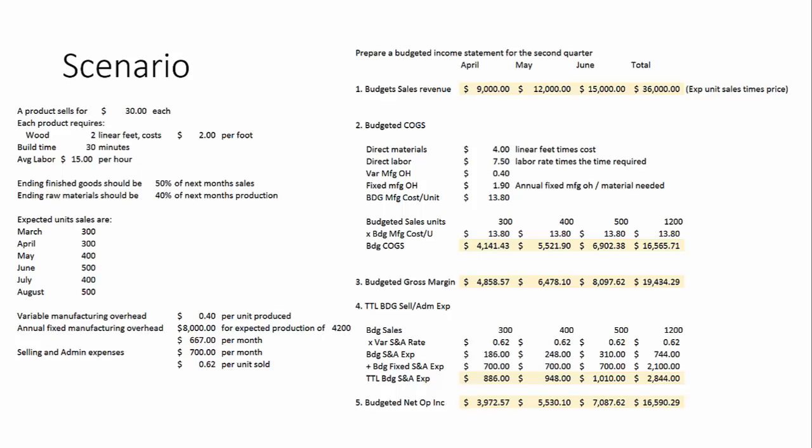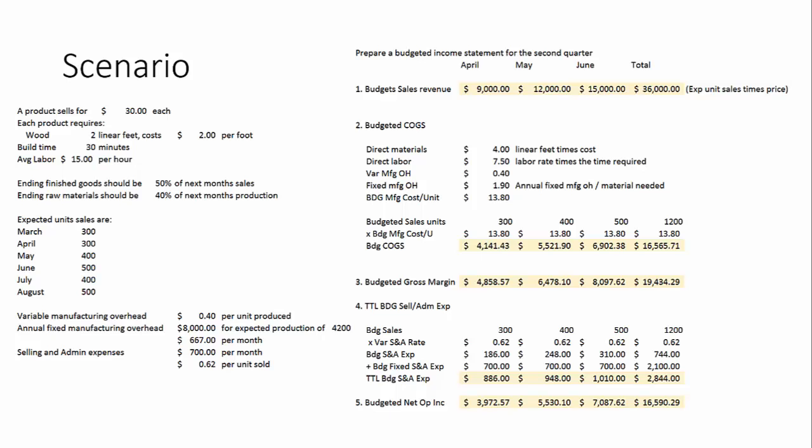Our gross margin is just the difference between the sales revenue and the budgeted cost of goods sold. So for the month of April, it's $9,000 minus $4,141.43. That gives us a budgeted gross margin of $4,858.57. And then you do the same calculation for May and for June.